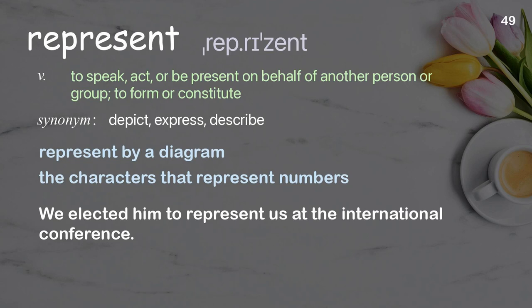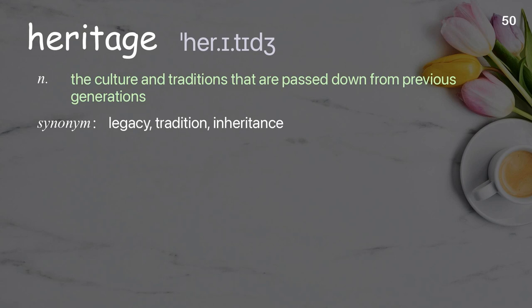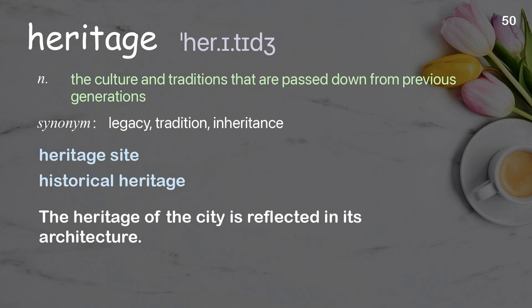Heritage. The culture and traditions that are passed down from previous generations. Examples: heritage site, historical heritage. The heritage of the city is reflected in its architecture.